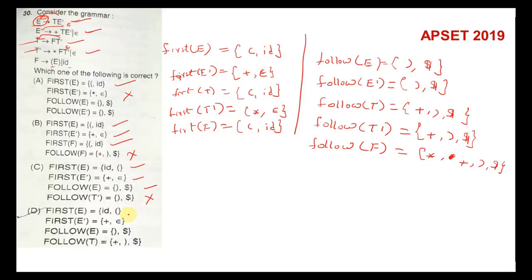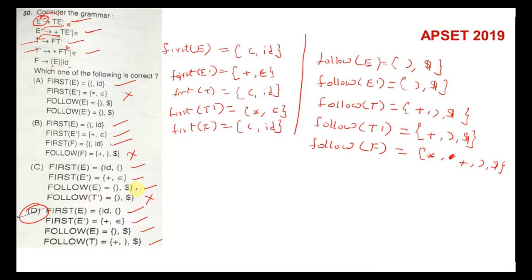And option D: first of E, what is the first of E? That is ID, opening bracket, yes it is true, and first of E' is plus, epsilon, it is also true, and follow of E is closing bracket, dollar, and follow of T is plus, closing bracket, dollar, yes it is also true. So option D is the right statement in this question.